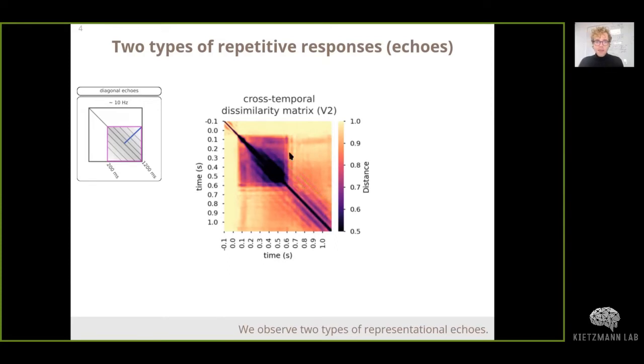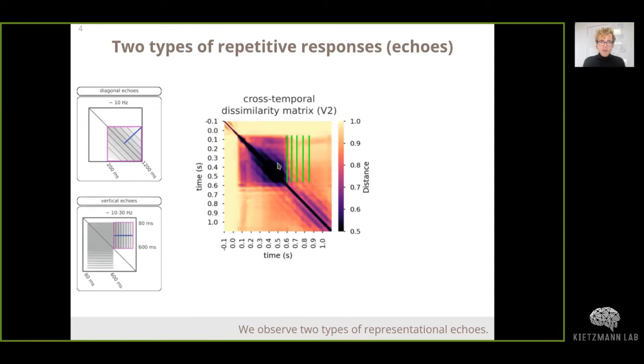But they are not the only signature that we can notice here. A bit more subtle in this visualization, we can find these vertical lines here, and they seem to be a reoccurring similarity between representations following the stimulus presentation to those during the stimulus presentation. This echo signature we are going to call vertical echoes. They appear in a frequency band between 10 and 30 Hertz. Okay, so we observe these two types of representational echoes. Let's have a closer look at them to better understand what's going on.